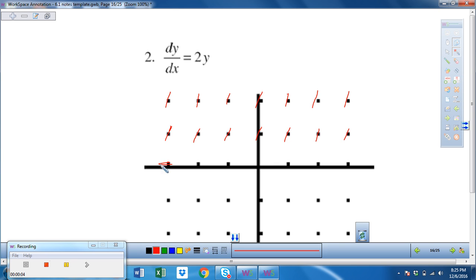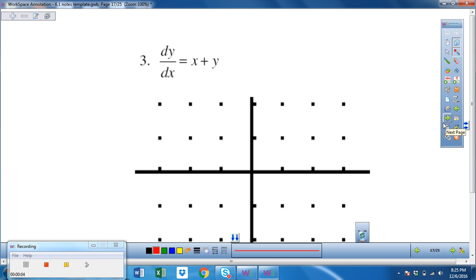And then, of course, all of them would be 0 here, because y is 0. And in the bottom, they would all be negative. So this would be negative 2. And what you see is sort of like a sideways parabola, which makes sense because if I were to integrate that, I'd get y squared maybe. And again, this would be negative 4, so it would be even steeper. And that's how we draw a slope field.